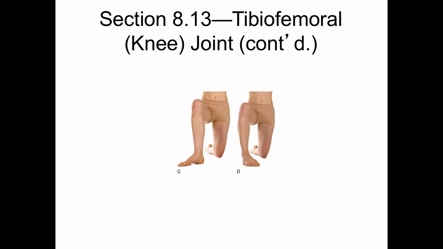Lateral rotation and medial rotation of the leg at the knee joint are possible only if the knee joint is flexed and the thigh is fixed. Likewise, when the knee joint is flexed and the leg is fixed, the thigh can rotate at the knee joint. Medial rotation of the leg at the knee joint is equivalent to lateral rotation of the thigh at the knee joint. Similarly, lateral rotation of the leg at the knee joint is equivalent to medial rotation of the thigh at the knee joint.